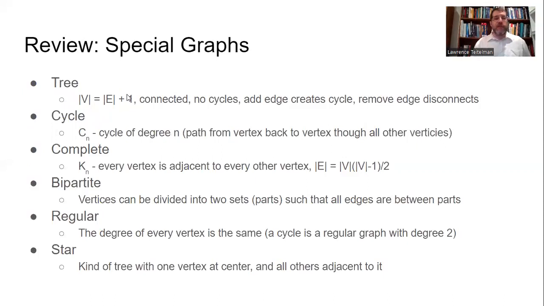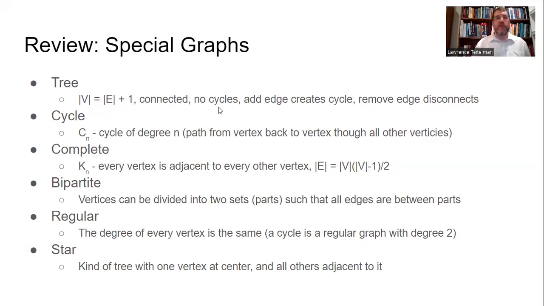All right, we have some special graphs, okay? These are good to know. The most basic special graph is a tree. In a tree, the number of vertices is always one more than the number of edges, right? A tree needs to be connected. It cannot have any cycles.